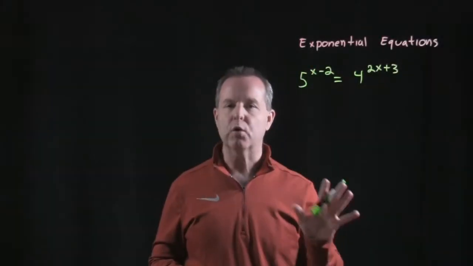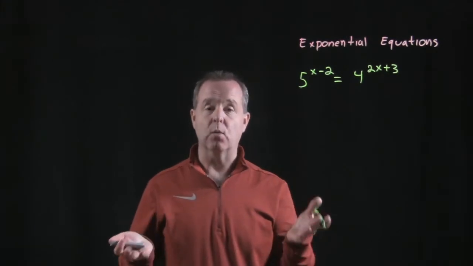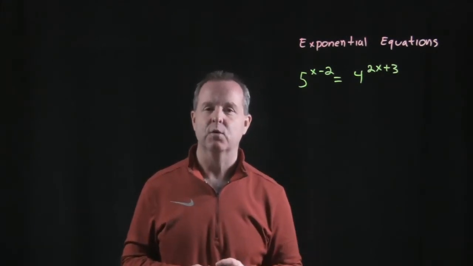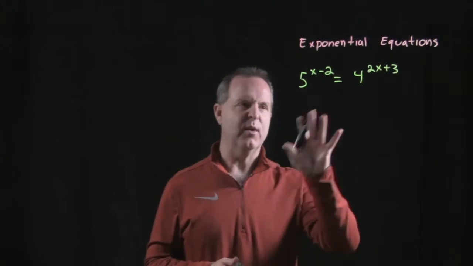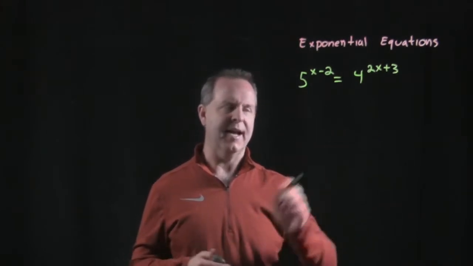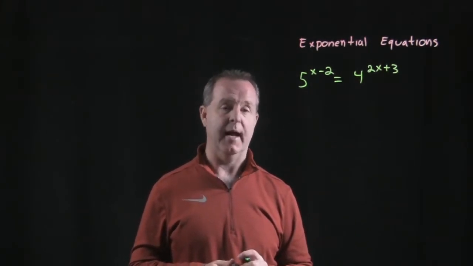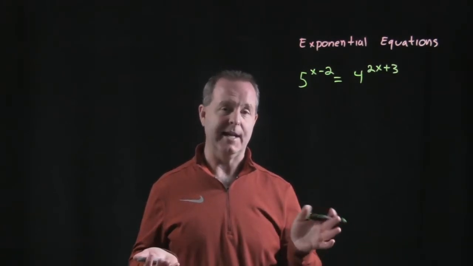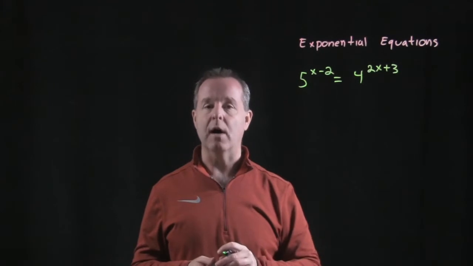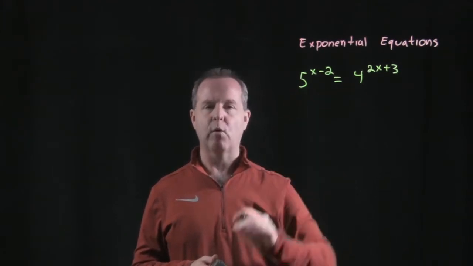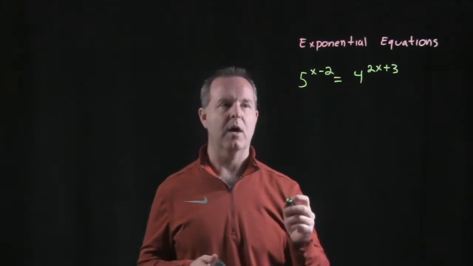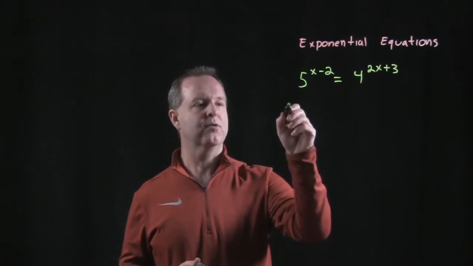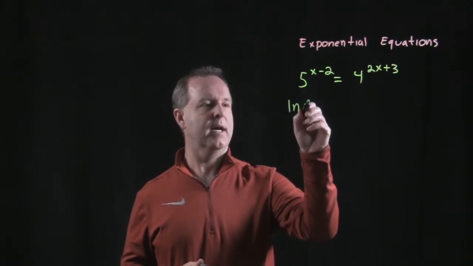Now this one adds another wrinkle to it, and so I want us to work through this together so we know what to do. Again, we don't have like bases, so we can't just have exponents equal to exponents. Can't do that. So what do we do when we can't find the same base, or we can't change the base? We use logs. Neither 5 nor 4 is a common log, so we're going to use a natural log of both sides. So let's take the natural log of both sides.